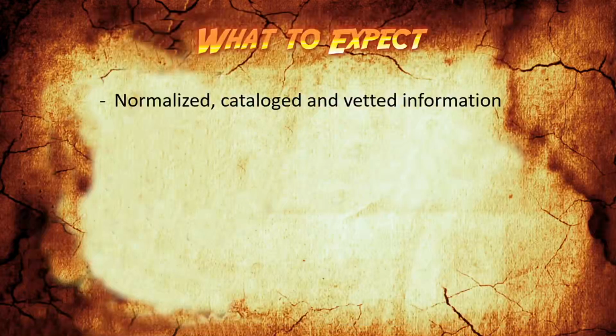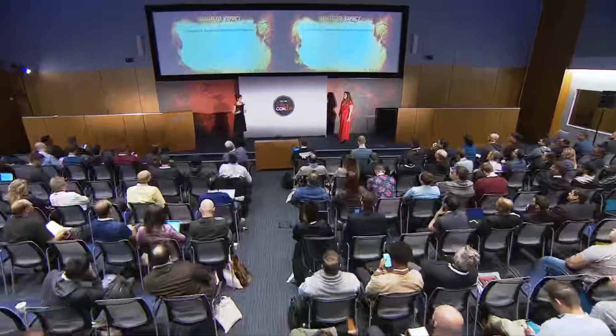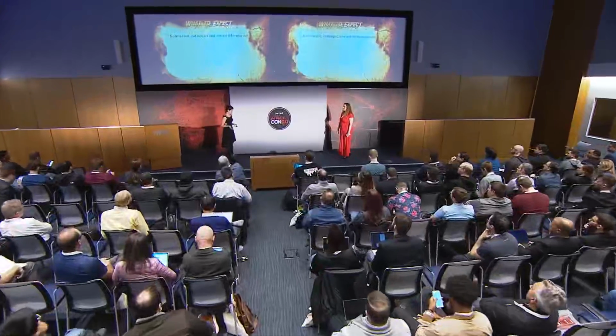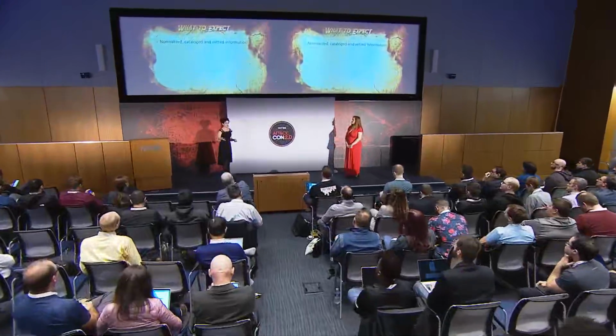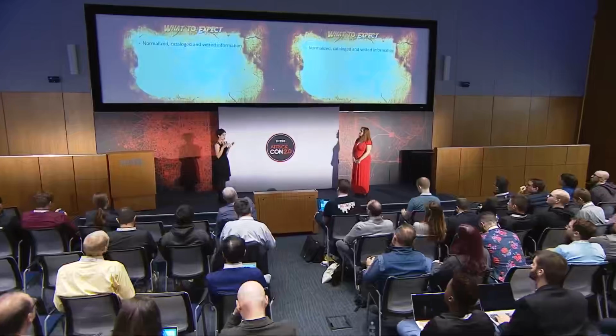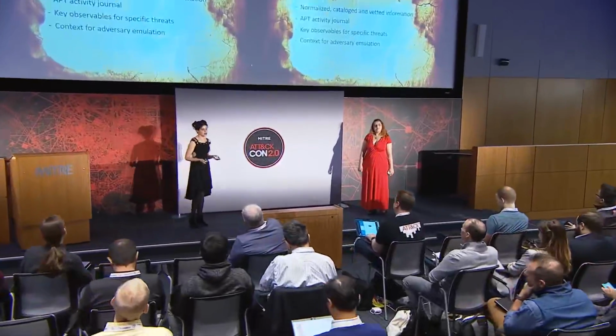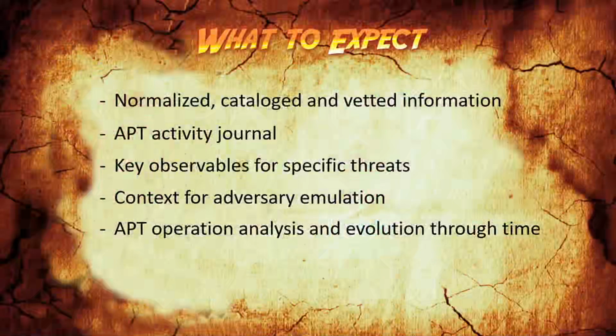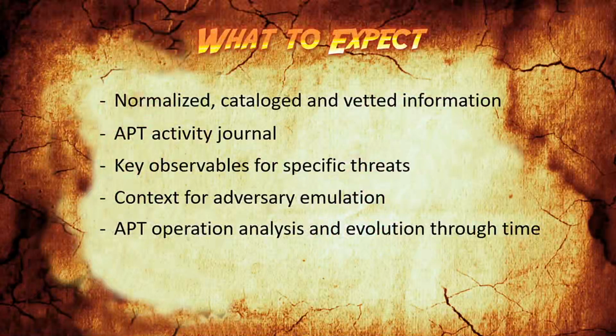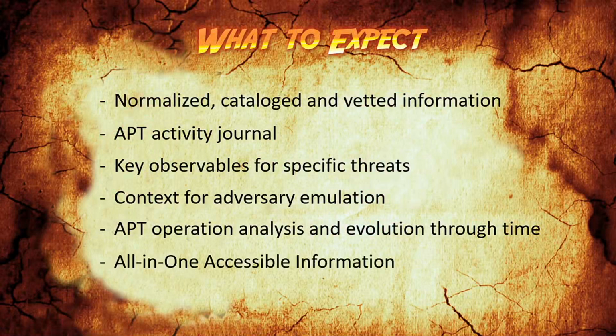So what to expect from a project of this kind is normalized and cataloged information, so you can find the information that you are trying to spot in a particular, specific place of the report. Also, you can see this as an activity journal. We have key observables for each one of these threats. We gather a lot of operations of the APT, so this is a way that we can see their evolution. And also, the idea is to have it all in one place, so you don't have to query and go through multiple sources and dig through a lot of information, because we have already done that for you.